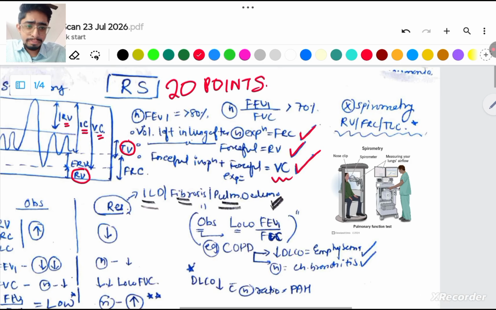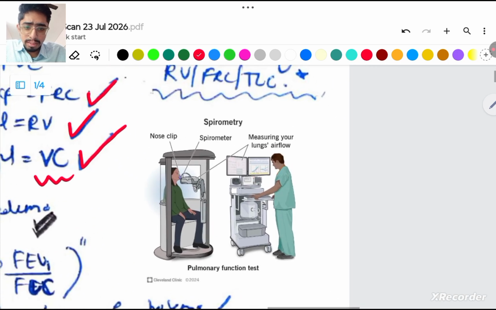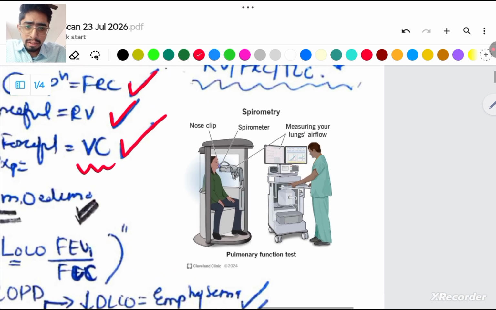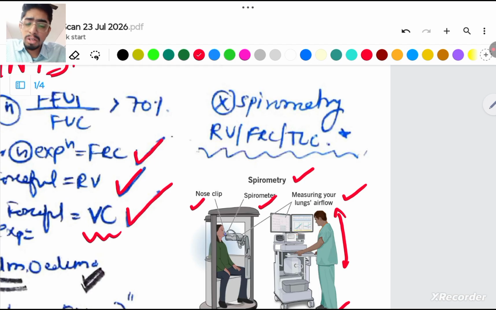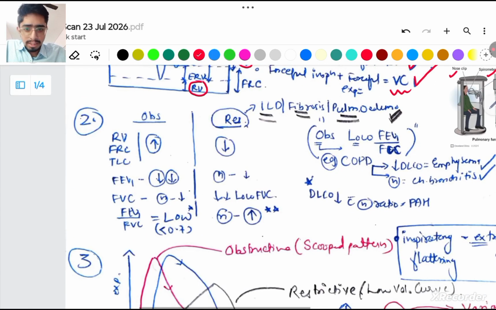Now let's look at this image. This is your spirometry image, the pulmonary function test. There is a patient with a nose clip, and this is a spirometer. This is the attendant or the doctor who is measuring your lung airflow. Now, residual volume, FRC and TLC cannot be measured by spirometry. Okay, that's all for the first point.